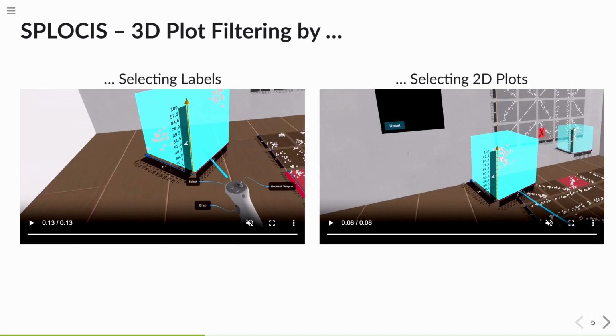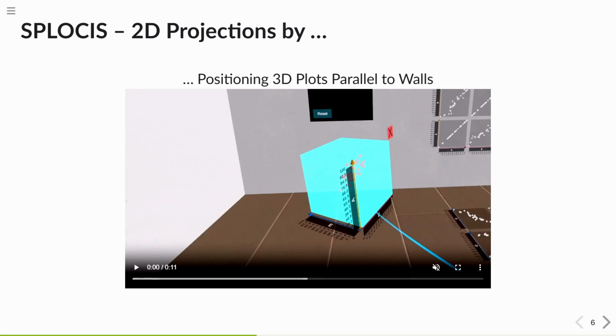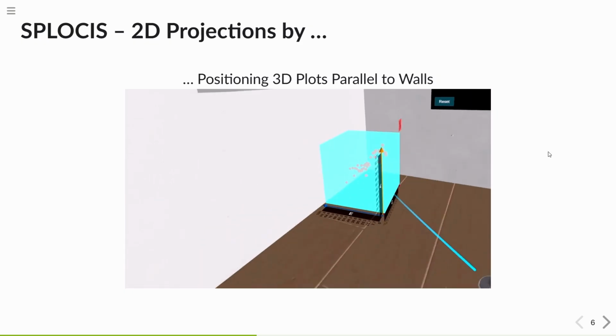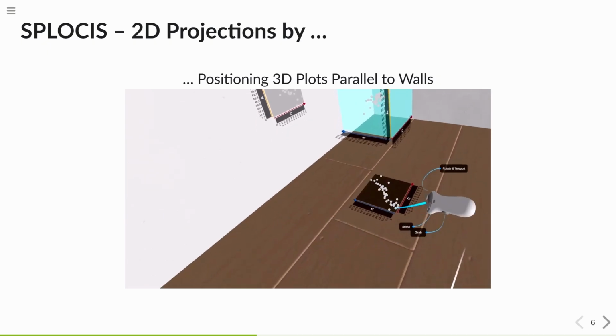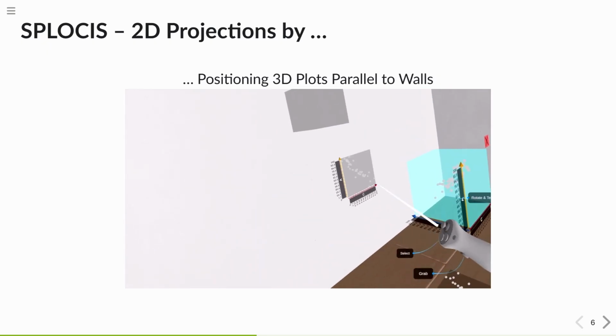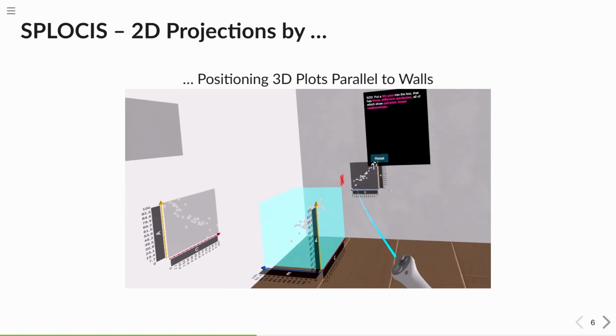This way, the user specifies step by step which attributes are of interest, filtering which 3D plots should remain visible for further investigation. If a 3D plot instance is dropped close and nearly parallel to walls, it casts projections on them, which are again 2D plots.